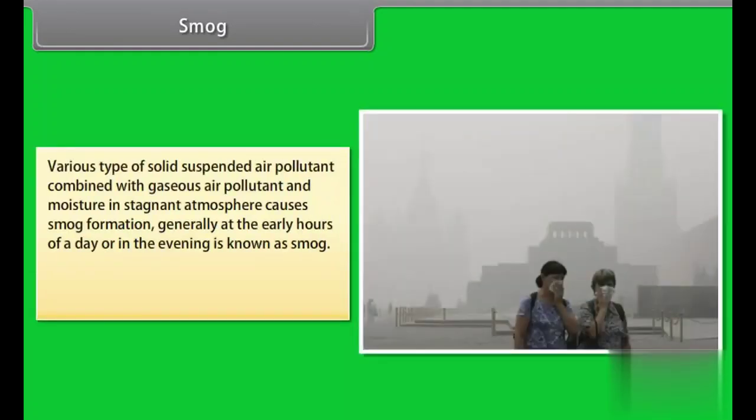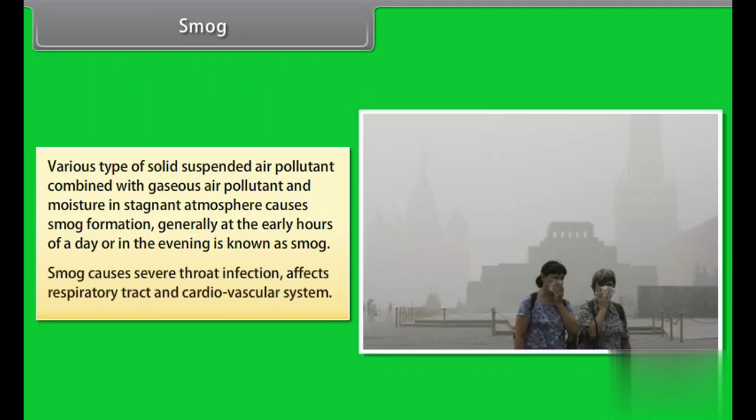Smog. The combination of smoke and fog is generally known as smog. Various types of solid suspended air pollutants combined with gaseous air pollutants and moisture in a stagnant atmosphere cause smog formation. Generally, at the early hours of the day or in the evening, it is known as smog. Smog causes severe throat infection, and affects the respiratory tract and cardiovascular system.